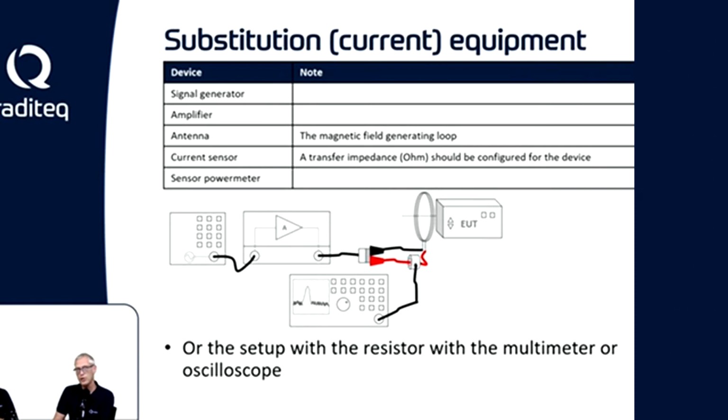To perform a substitution using this current method, this set of equipment is used. It's a little bit simpler because the receiving part is not present anymore. Instead of the receiving loop antenna, we now position the transmitting loop close to the EUT. And of course, this can also be done with the multimeter and resistor, or with the oscilloscope and resistor combination, instead of the current sensor and power meter combination.